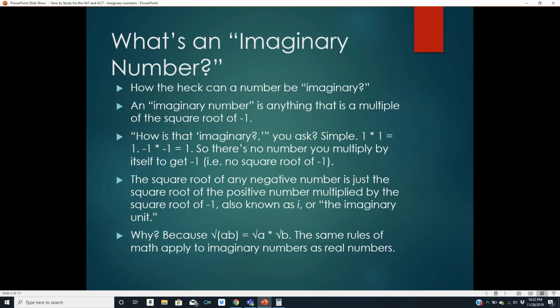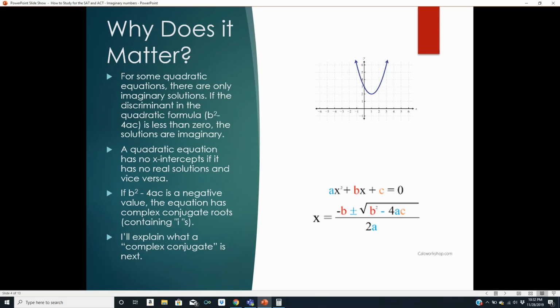So the square root of any negative number is just the square root of the positive number multiplied by the square root of -1, also known as i, or the imaginary unit. Why? Because the square root of AB is equal to the square root of A times the square root of B. The same rules of math apply to imaginary numbers as real numbers.